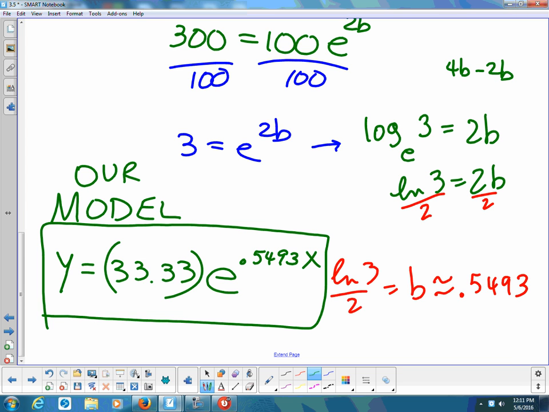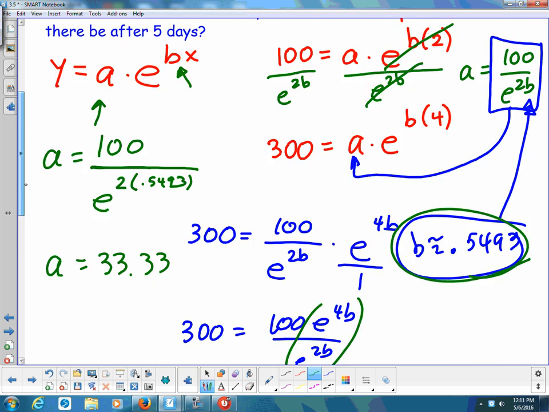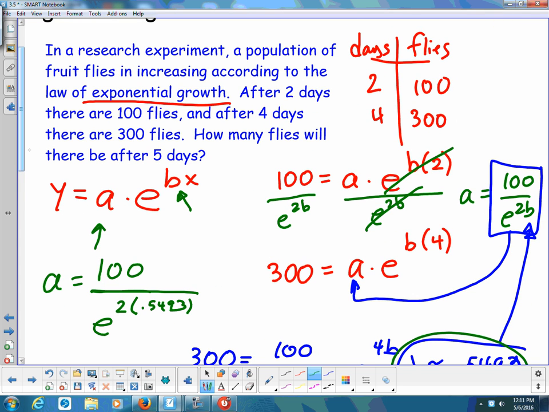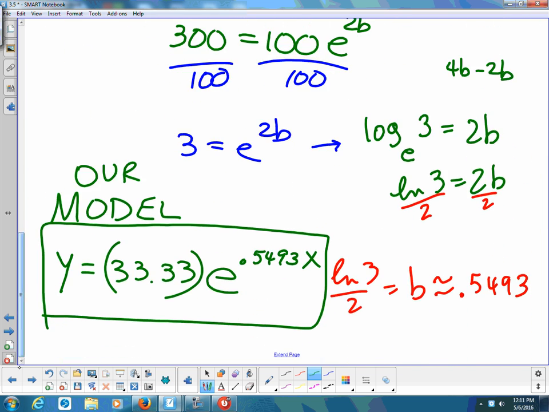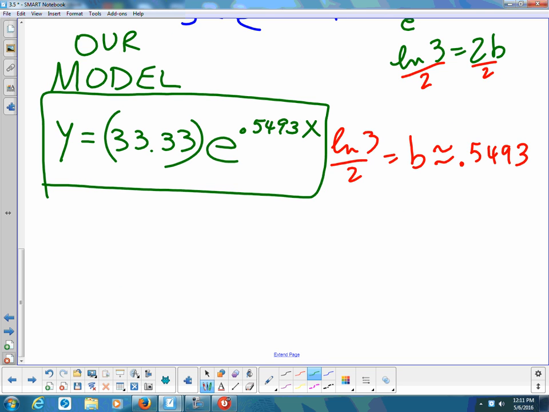Our hard-fought model, right? We have our model, and now we can finally answer the question that was asked, which is how many flies will there be after 5 days. But we couldn't answer it until we had come up with a model. And so when you plug in 5, you end up getting how many flies? 519. Do people agree with that?